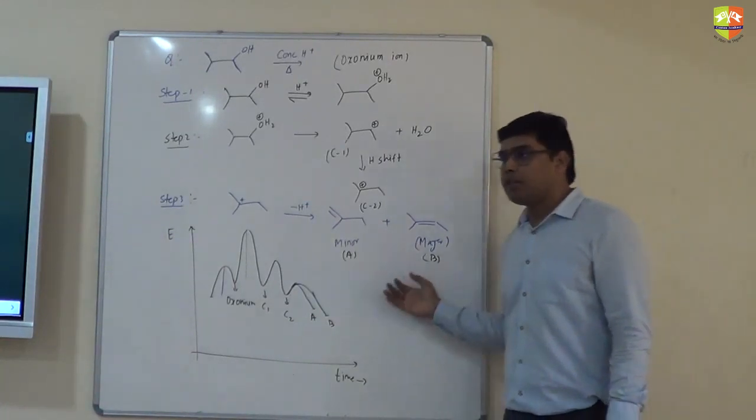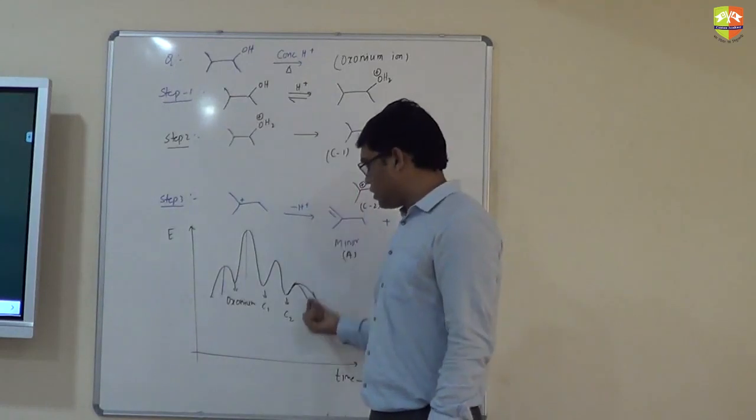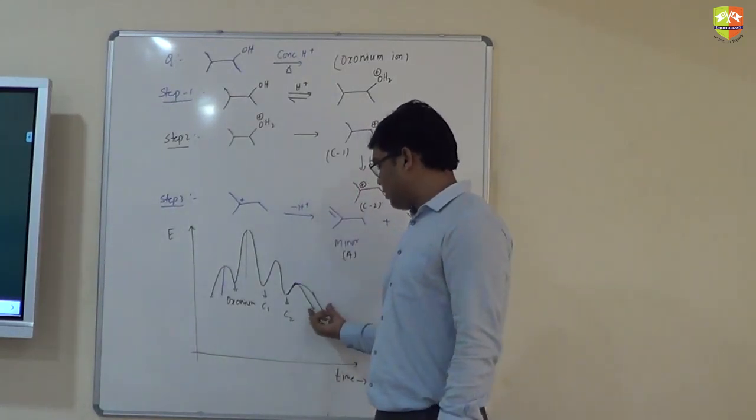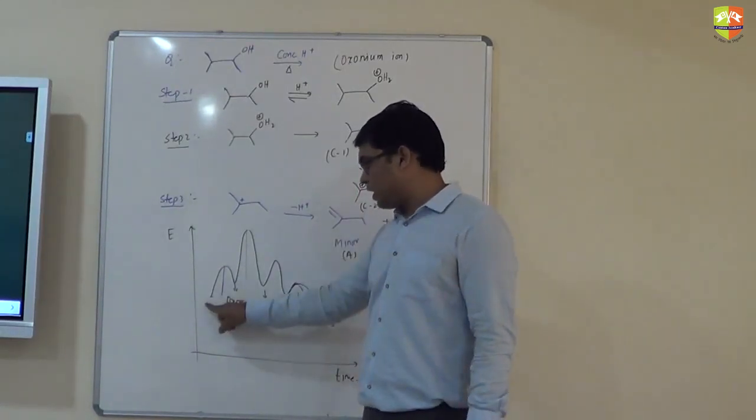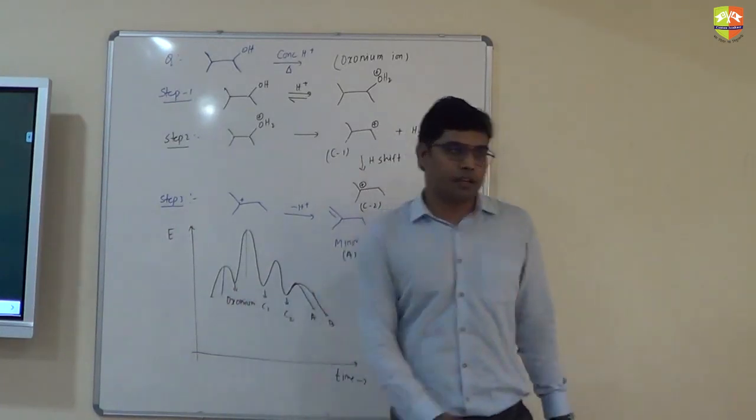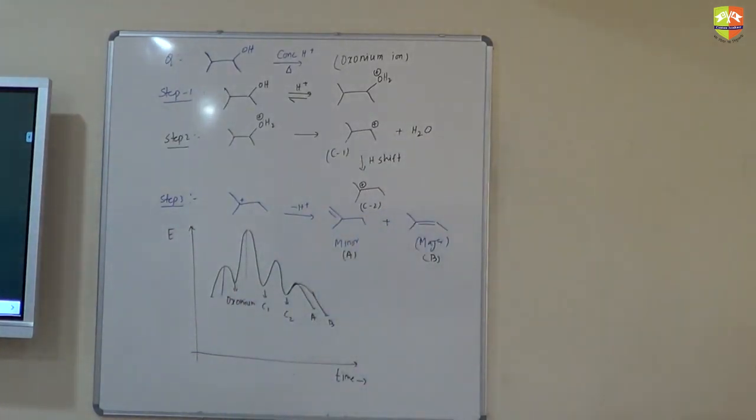Depending upon the nature of the reaction, one more thing: when the product is down relative to the reactant, it means the reaction is exothermic. So a reaction with 5 steps or 4 peaks? Yes, that is okay.